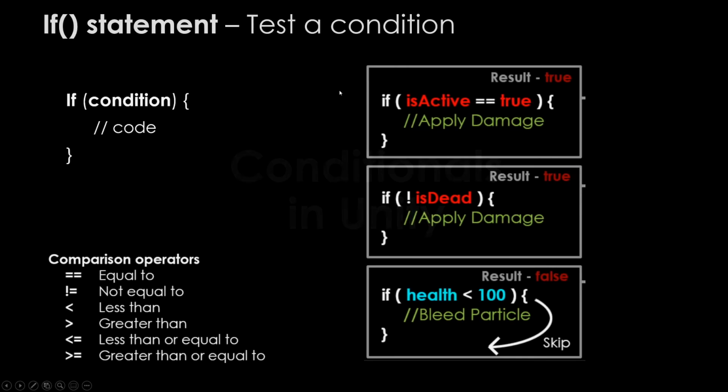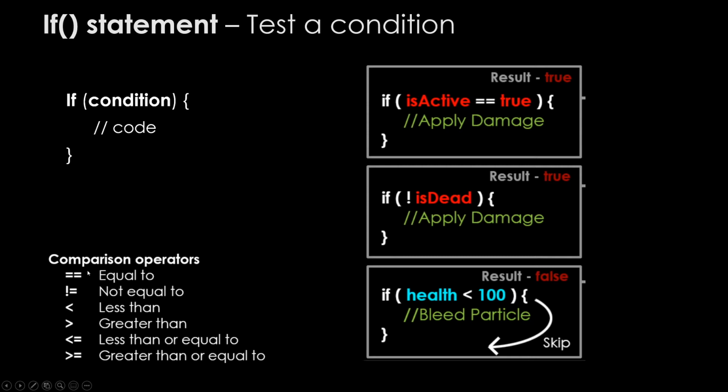Now let's talk about conditionals inside of our Unity scripts. Conditionals are a way for us to test if certain things are true or not, and then react based off of the test. The most common one is going to be an if statement, and we're going to say if, and then give it a condition.